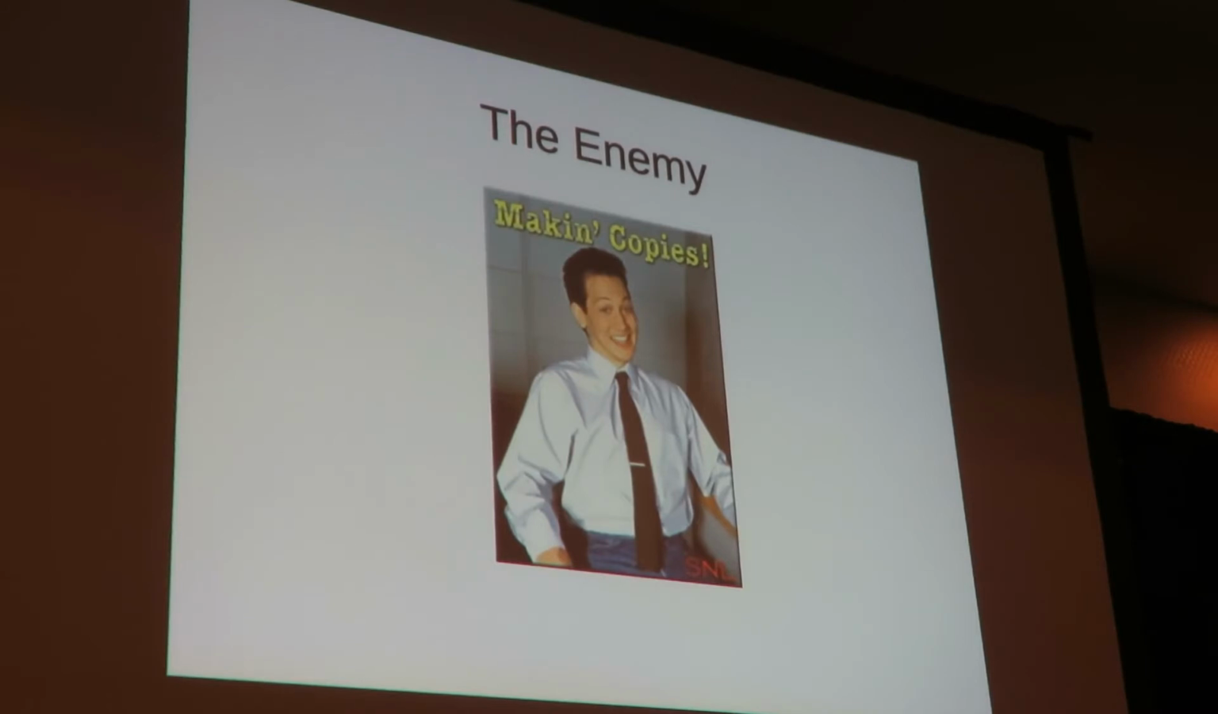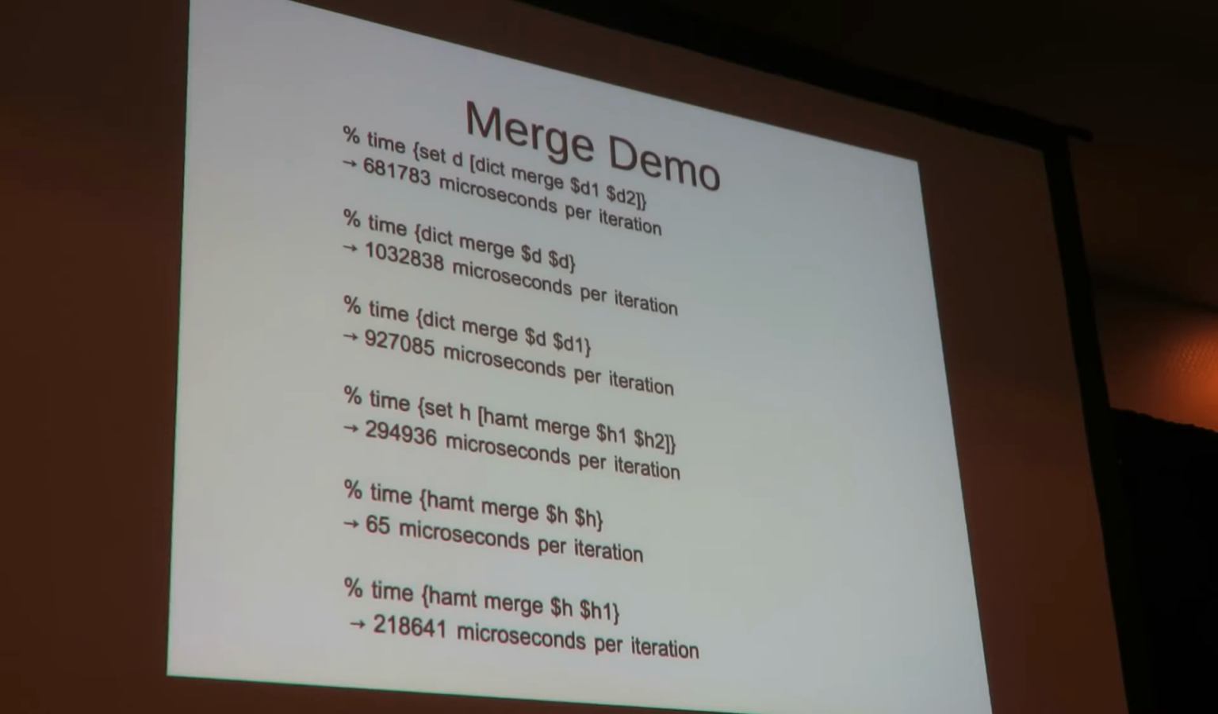Our enemy is making copies. So if you can avoid copy on write, you should, and if you can create structures that inherently avoid copy on write, so much the better when it comes to avoiding catastrophe. I'm going to skip past this. Quick summary. I wanted to have one example of where HAMT actually was better, and it's better at merging.